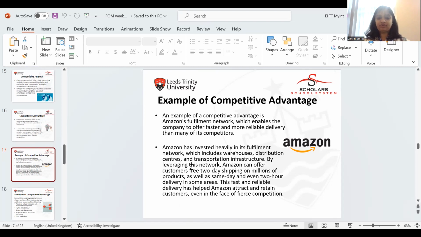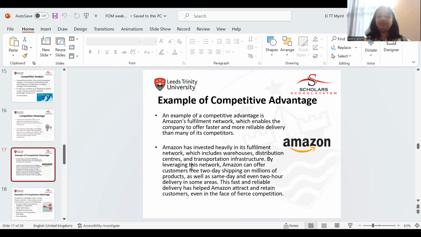An example of competitive advantage is Amazon's fulfillment network. Nowadays, everybody knows what Amazon is. They have a lot of items. You just name it and you would get it on Amazon, because they know how to be in the market, how to survive in the market, how to capture the market. This enables the company to offer faster and more reliable delivery than many of its competitors, because they do their competitive analysis. They follow it.